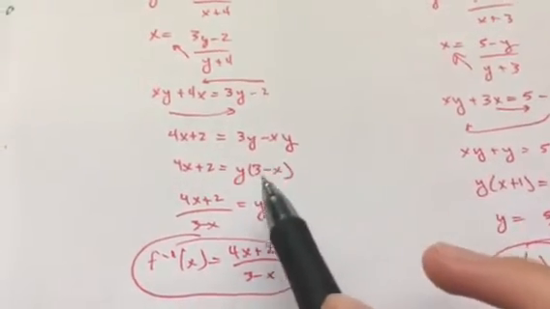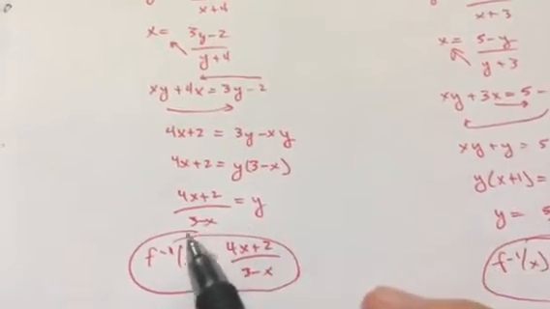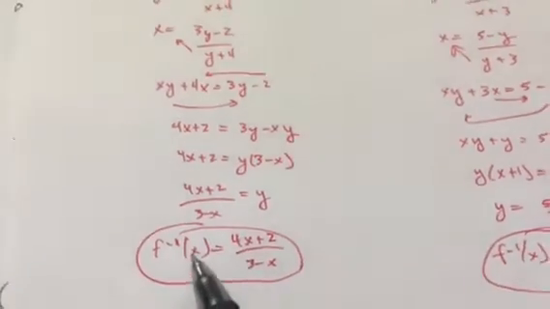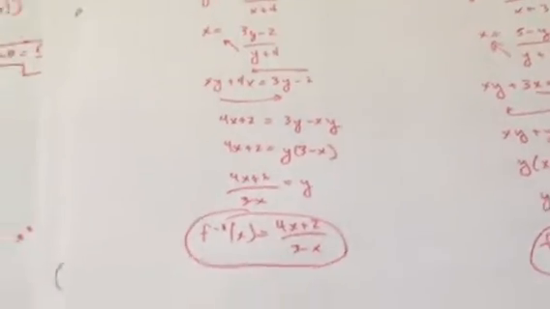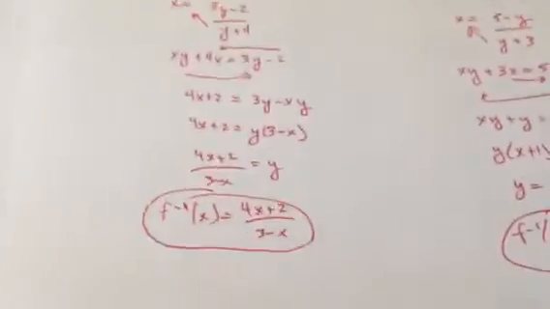I'm left with 3 minus x. I'm going to divide both sides by 3 minus x. F inverse of x gives you that answer. It's really not that hard of a question, guys. All right, it's all about algebra 2. All about algebra 2.